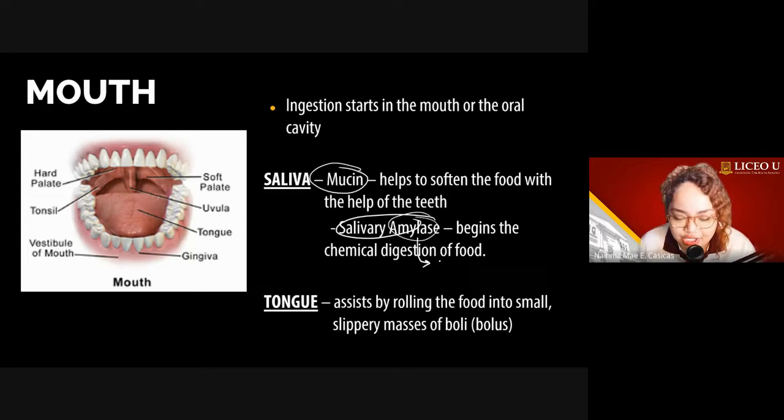And then you have your tongue with you, which assists by rolling the food into small, slippery masses called boli, or singular bolus. Bolus basically is what you call the food after you eat and chew it. That is what you call your bolus. It can no longer be called food, because it has already been chewed, or partially digested.